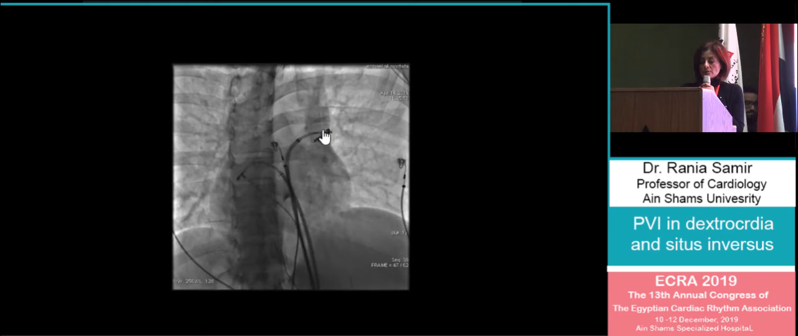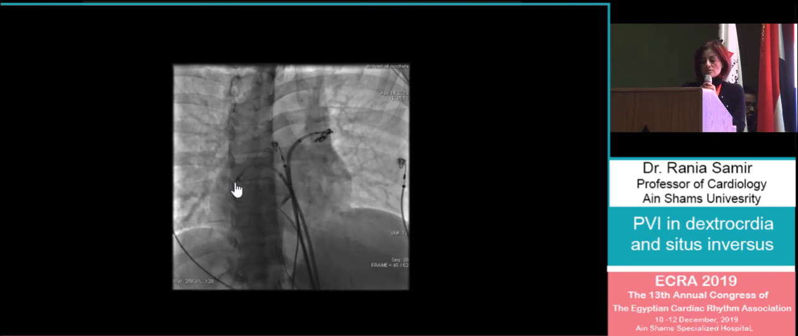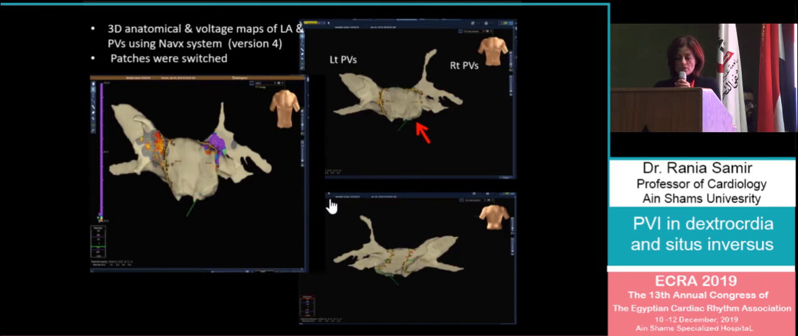The circular catheter, we can see it here in the left superior pulmonary vein, and the ablation catheter is crossing the mitral annulus, so we have 2 transseptal punctures in. We started doing our 3D anatomical and voltage map. I'm sorry, I don't have an image of the voltage map. We started creating our voltage map of the left atrium and an anatomical map using the NavX system version 4.